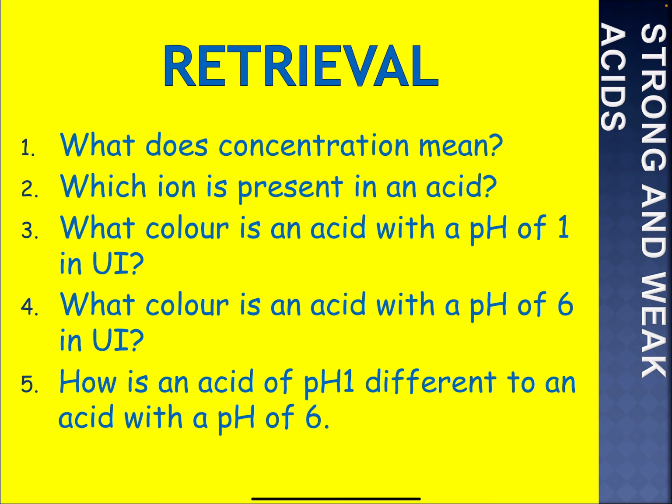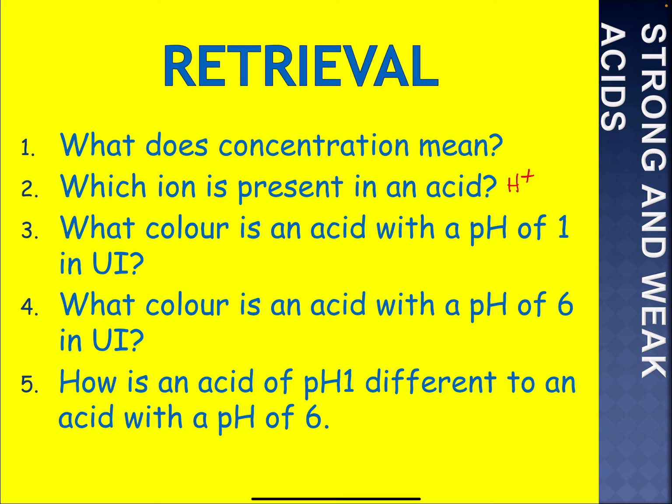Okay, let's have a look. Number 1, what does concentration mean? Concentration simply measures how much of a substance is actually present. If a lot of the substance is present, then it's highly concentrated. If not much, then it's dilute. Number 2, which ion is present in an acid? So obviously, I hope you got this, H+.